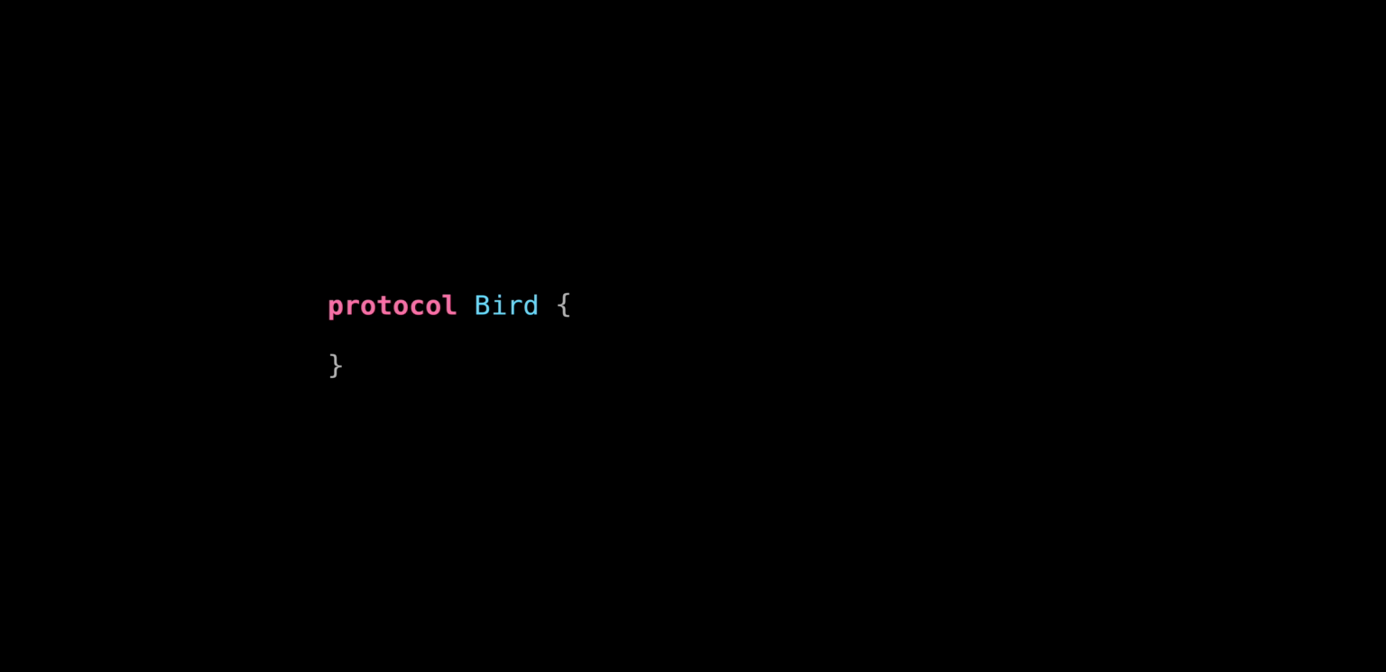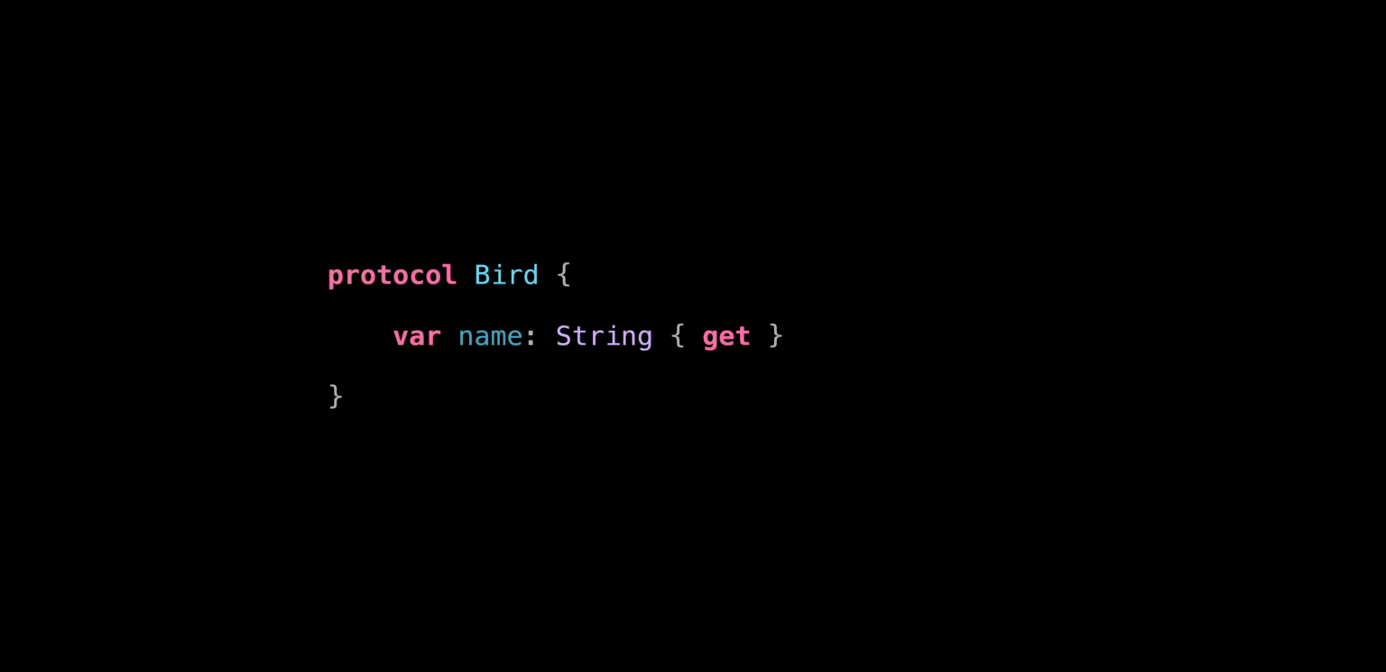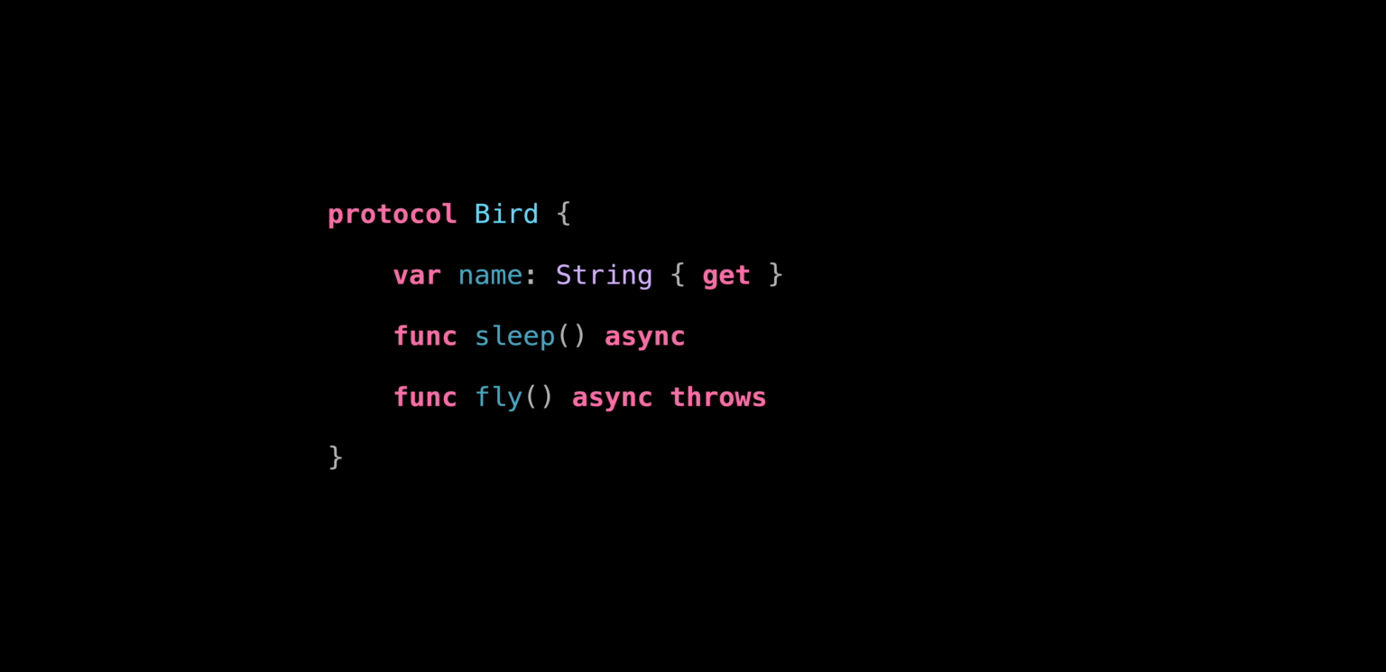Here I have the bird protocol, and I'll go over some of my design decisions. First of all, each bird has a name, and the name is declared as an immutable property. That is why protocol users don't have write access. The protocol also has two methods. Both are declared as async, and the fly method also has the throws keyword, because newly hatched birds can't fly.